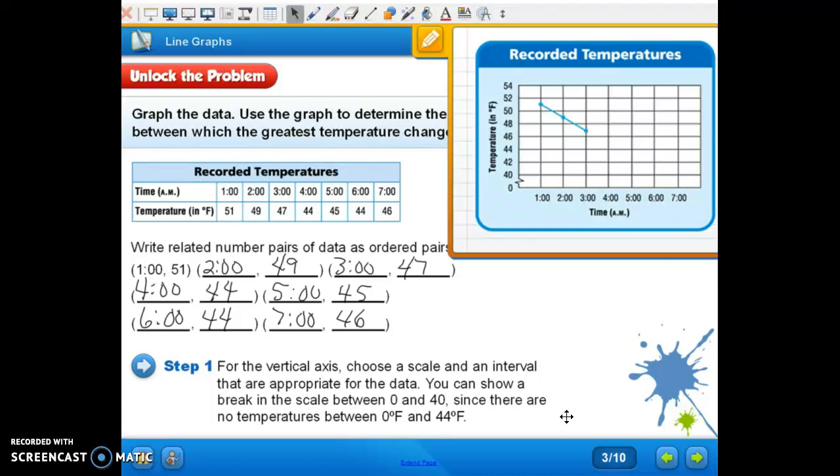So see that little jagged line between 0 and 40? That's a break in your graph, because otherwise you'd be going from 0 to 40 by 2s, and we really don't need that. So they put that little jagged line in there, indicating that the scale is broken there. And it's going to start at 40 with our temperature. Okay, that's step 1.